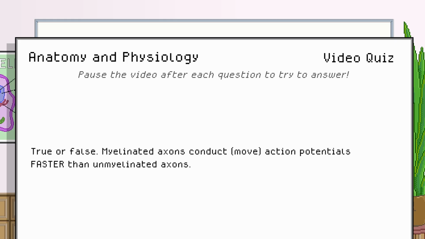True or false? Myelinated axons conduct action potentials faster than unmyelinated axons. True, myelination speeds up conduction. Remember, if we need speed, we need a myelin sheath.